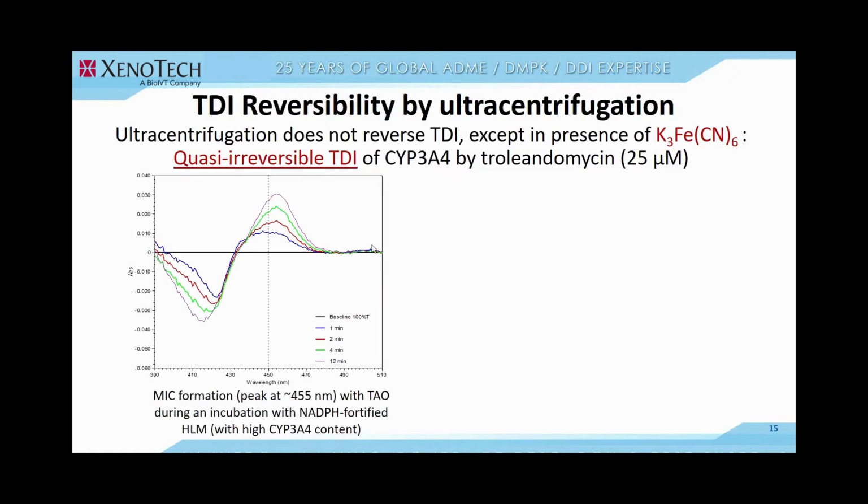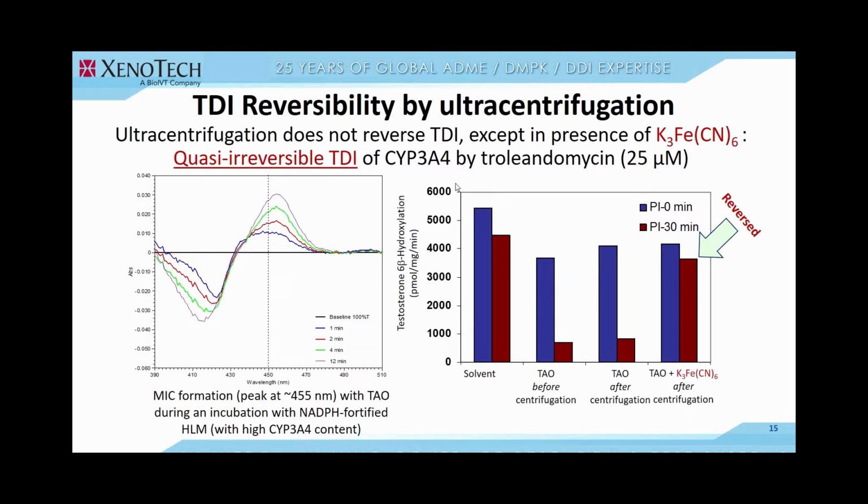This is an interesting case with MICs because you can actually visualize these on a UV-vis spec. And over time, you'll see this peak forming at 455 nanometers, whereas P450 obviously is at 450 nanometers. That increases over time. You can actually measure the rate of inactivation by how quickly this peak appears. But the easier way to look at this in terms of irreversibility is, again, this ultracentrifugation method.